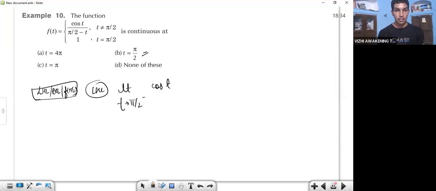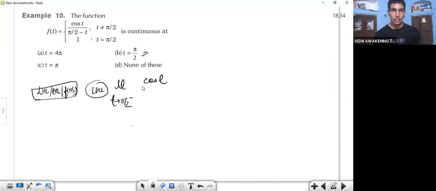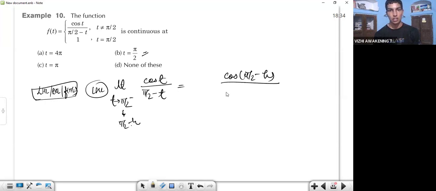So the left hand limit we are discussing. Let's write it in a more appropriate manner. The limit t tends to pi by 2 minus of cos t on pi by 2 minus t. So substitute t as pi by 2 minus h: cos of pi by 2 minus h, and pi by 2 minus t is pi by 2 minus pi by 2 minus h, which is h. Now we are applying the limit on h because we have changed the variable.